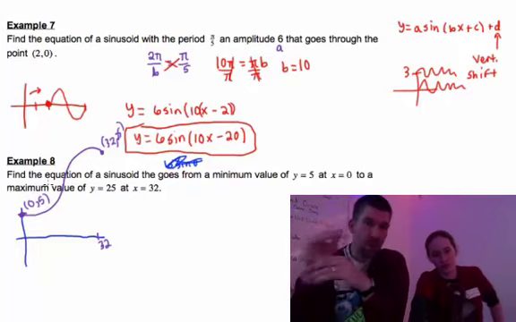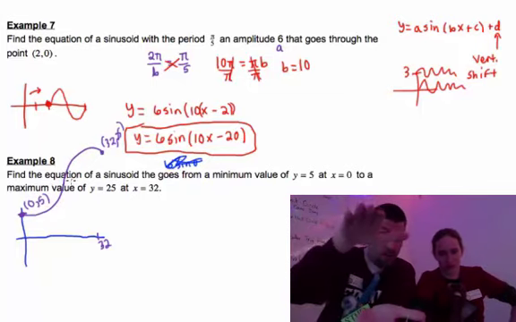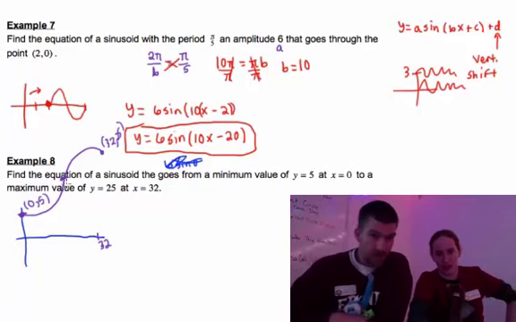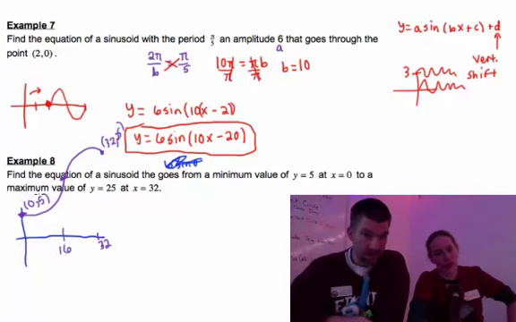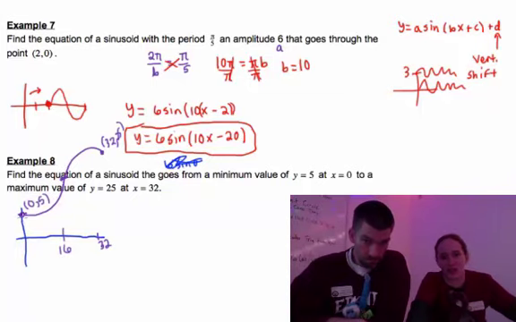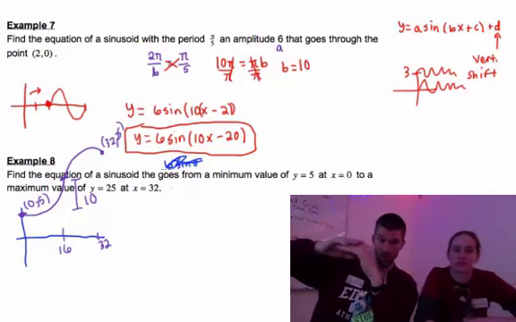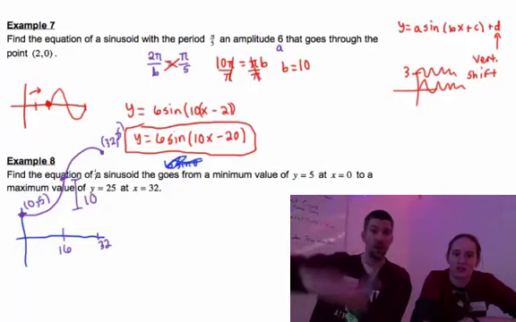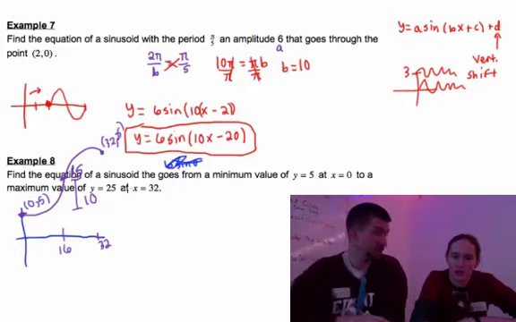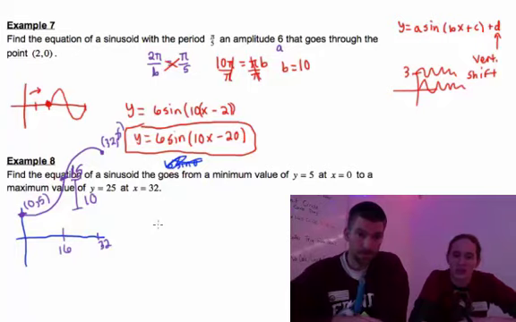Halfway between those 2 points is how far we've moved up our sine curve. Halfway between 0 and 32 is 16, and halfway between a height of 5 and a height of 25 (those are 20 apart) is 10. So our amplitude is 10. Going up 10 from 5 gives 15, so we're moving our whole equation up 15 units. That's a vertical shift, so D is 15. We've got an amplitude, A, of 10.